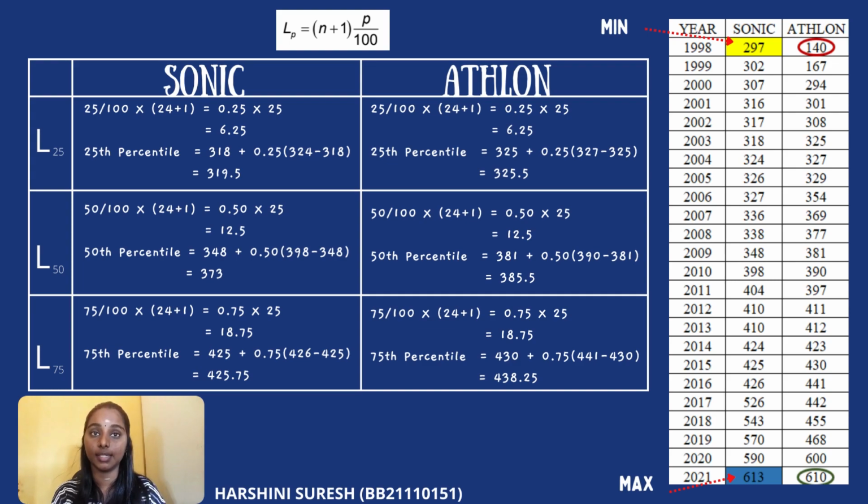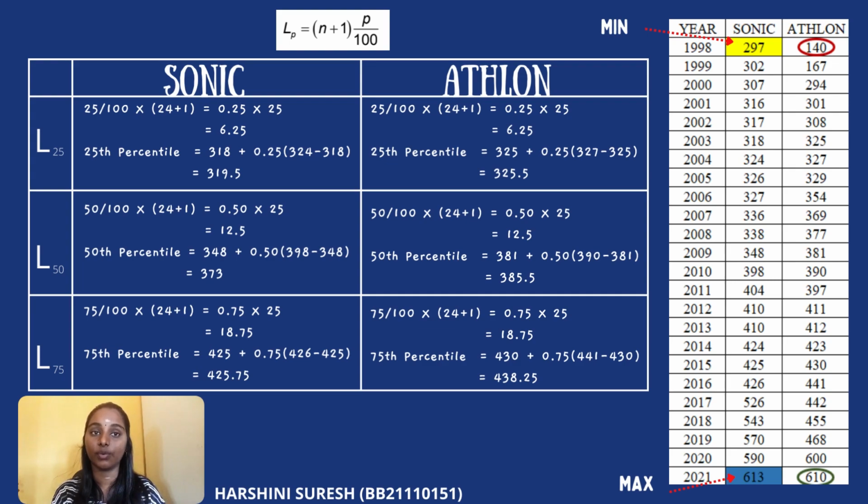We take the 318, we add 0.25 times (324 minus 318), and we will get the 25th percentile 319.5. Followed by the 50th percentile, we take 50 over 100 times (24 plus 1). We will get 12.5. From the data set, the 12th rank is equal to 348. So we take 348, we add 0.50 times (398 minus 348), and we will get the answer 373 for the 50th percentile.